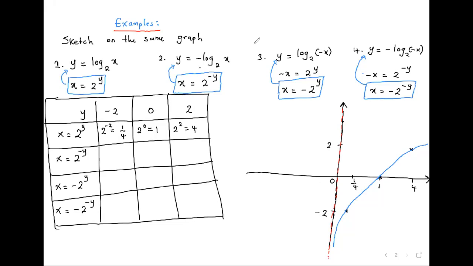We move. When y is -2, we'll have -2 to the power -2, giving us -2 to the power 2, which is 4. When y is 0, we'll get this, which is 1. So wait.